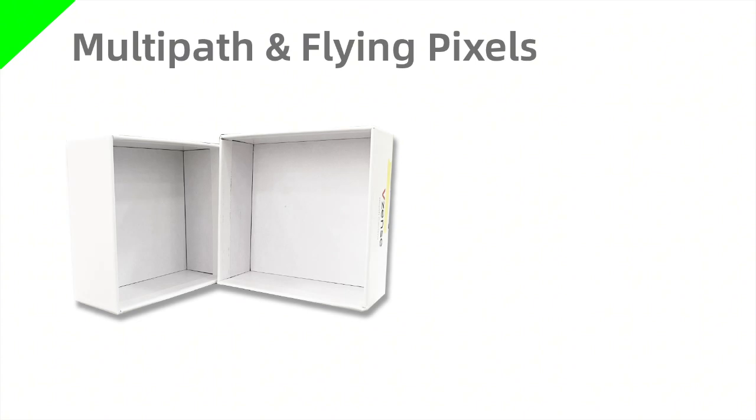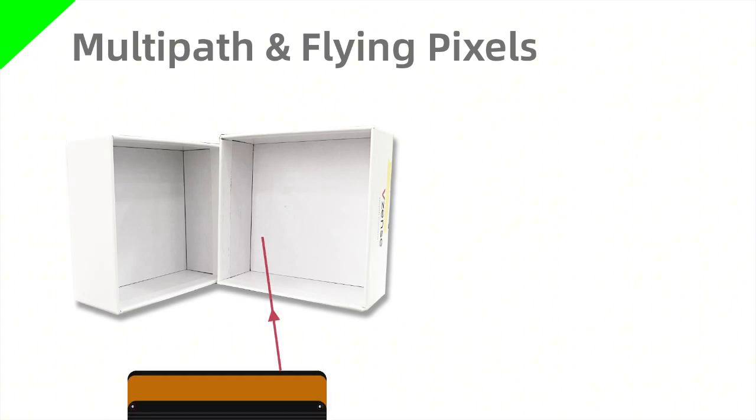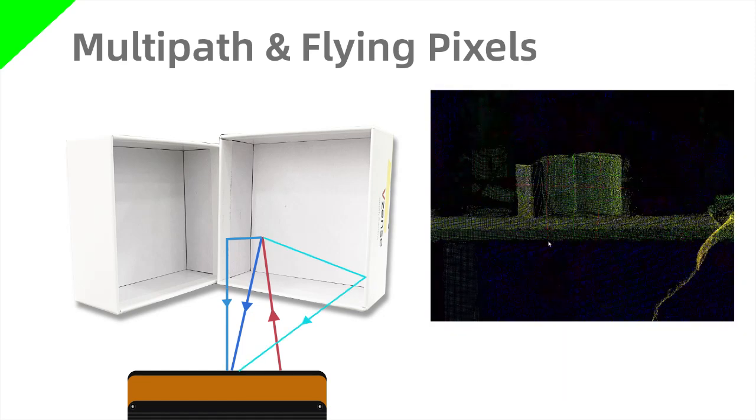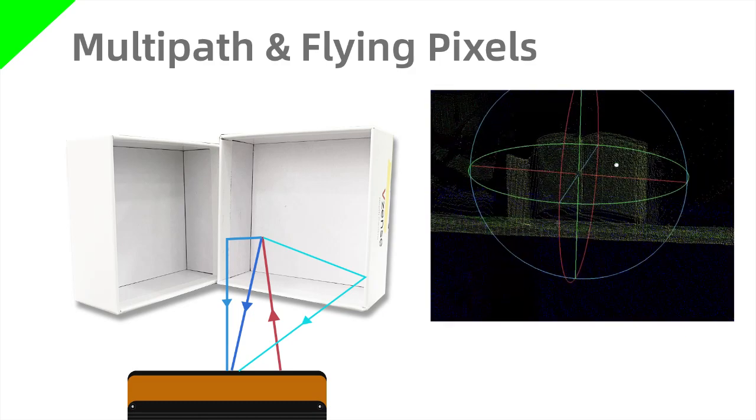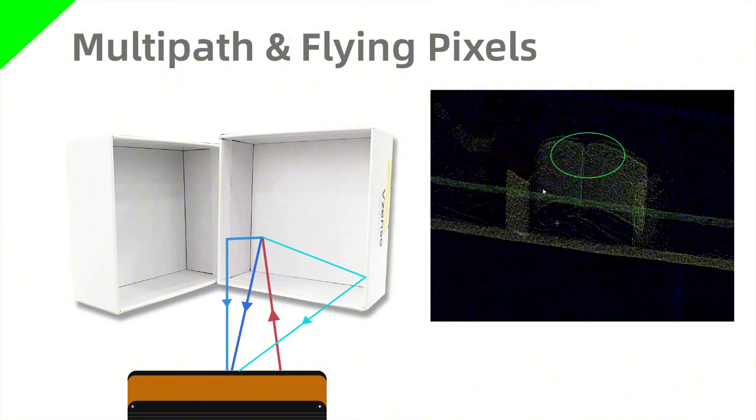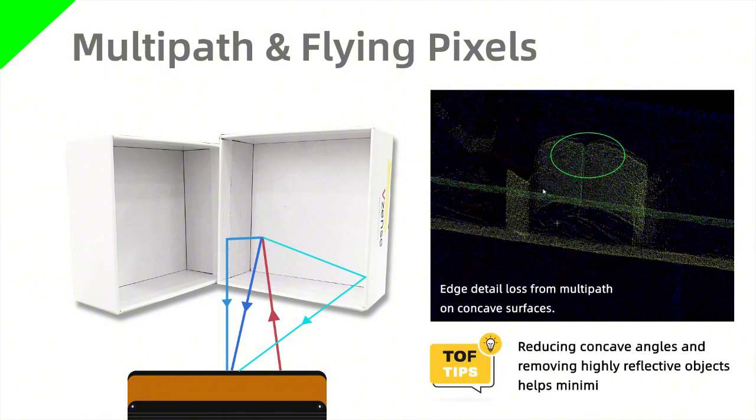Finally, multipath reflections and flying pixels. Multipath occurs when light reflects off multiple surfaces before returning. Example: concave corners cause detail loss. Solution: minimize concave angles and remove unnecessary reflective objects.